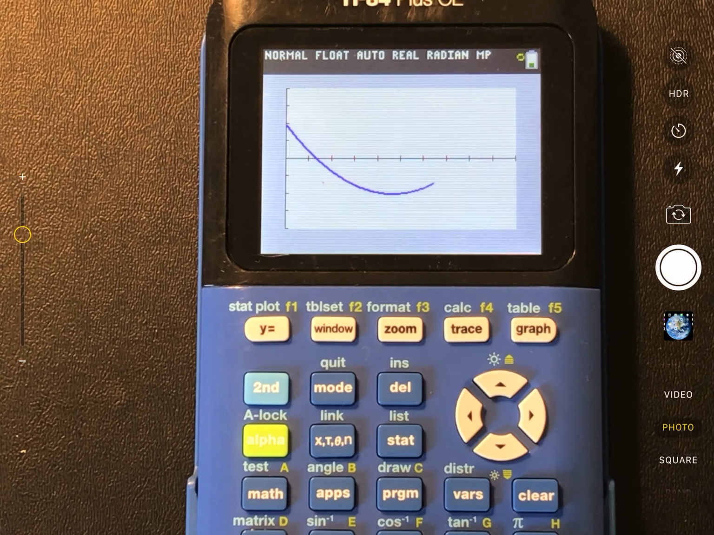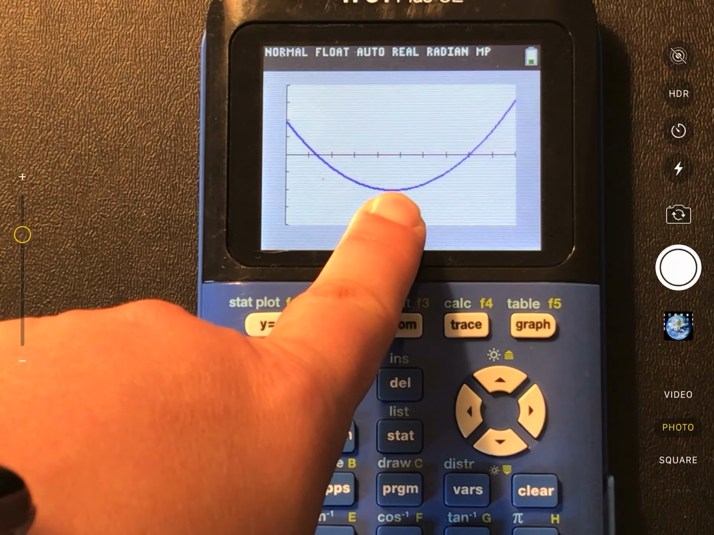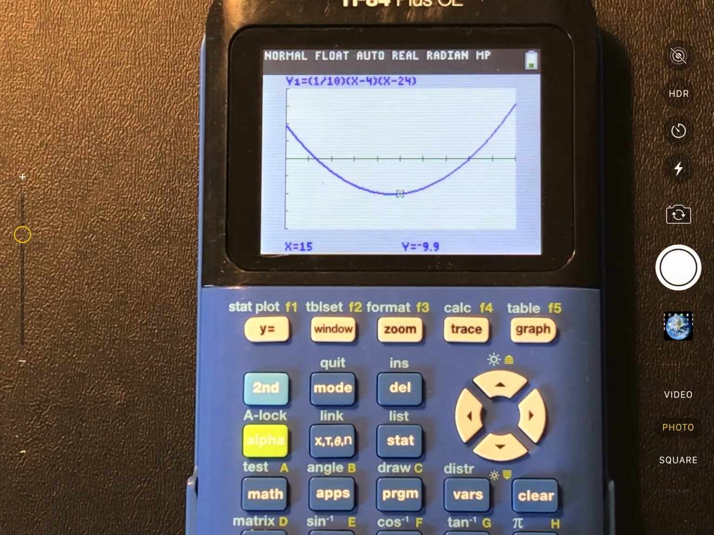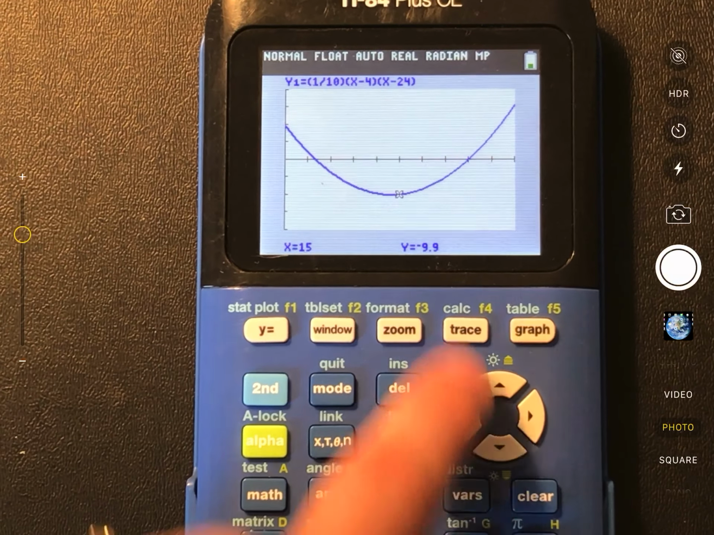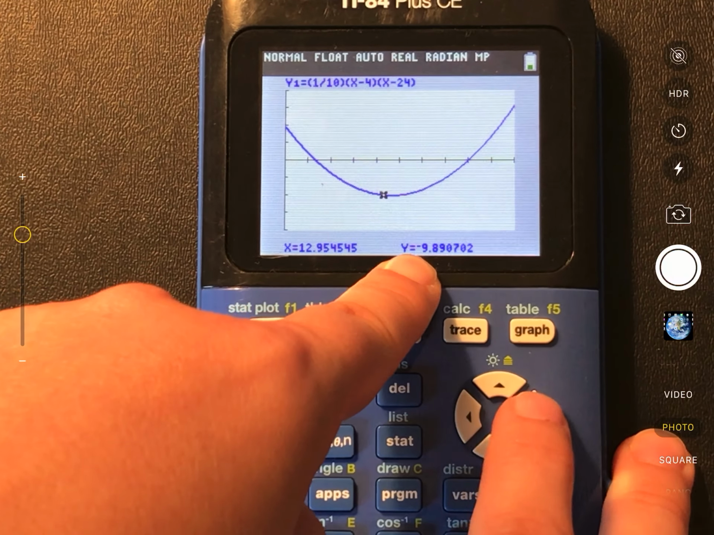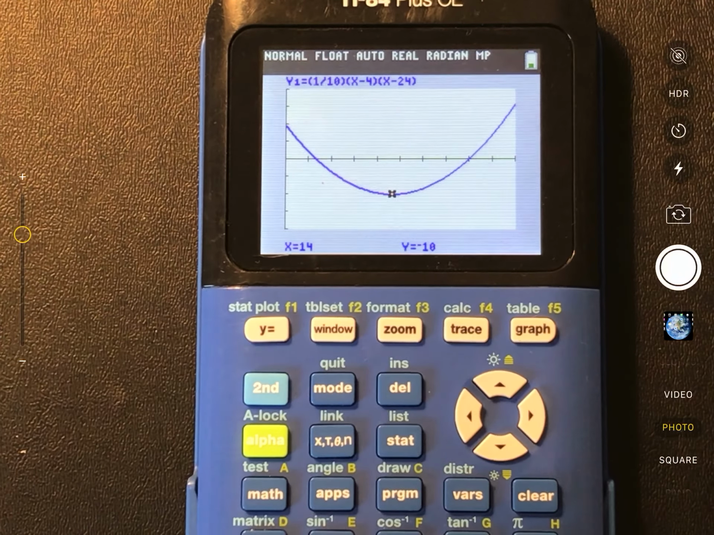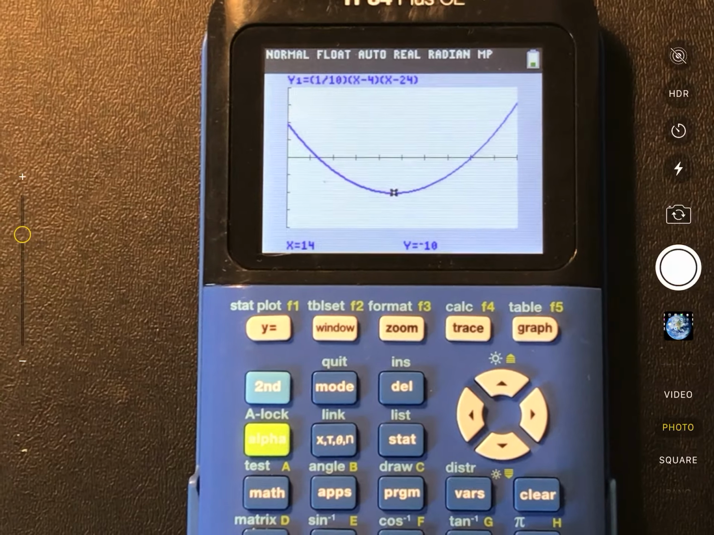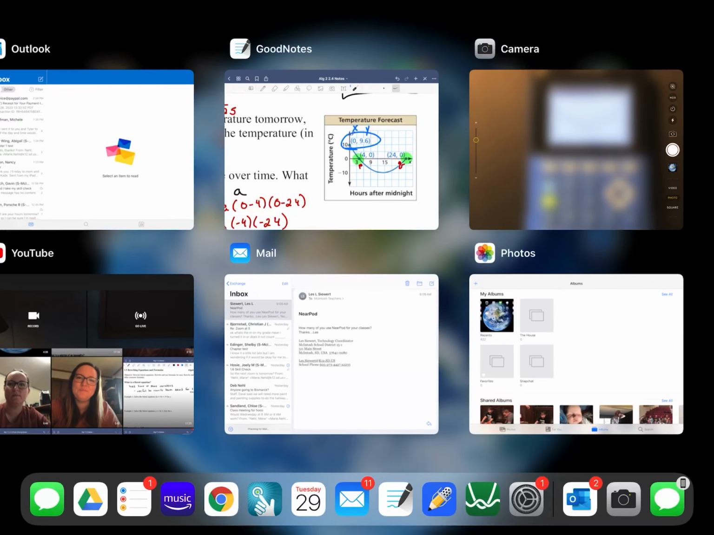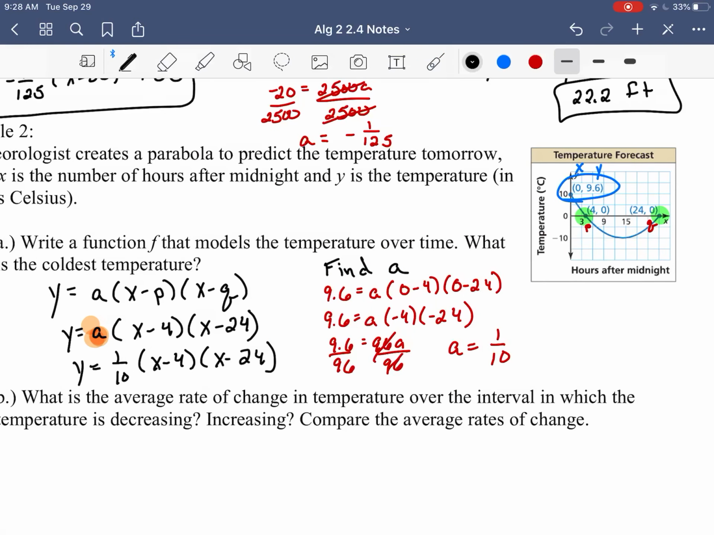So there it is. And then it says, what's the minimum temperature? So what is this lowest point here? We're going to trace, and we're looking at my y's to figure out where it gets the lowest. It looks like somewhere around 14. Yep, at 14, we actually hit negative 10. So it says, what is the coldest temperature? Over here at 14 hours, we reached negative 10. So negative 10 degrees Celsius.